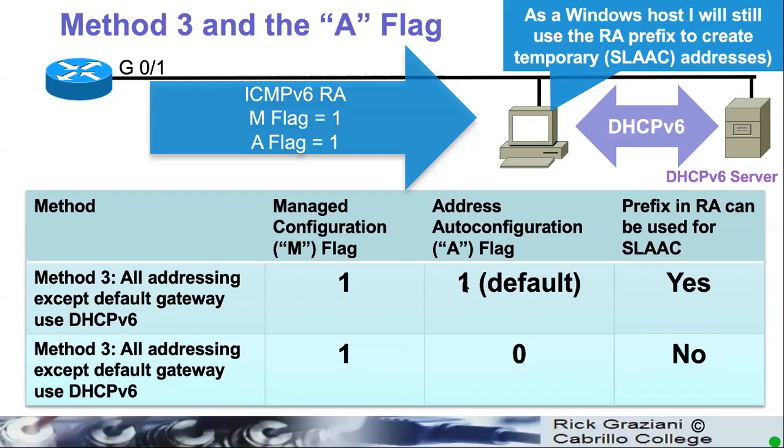But we'll want to change that from, I got these kind of reversed here, but that's okay. We'll change it from 1 to 0. That way, a device such as a Windows client, if it sees the M flag set to 1, it will use a stateful DHCPv6 server. But if it also sees the A flag set to 1, it will create another IPv6 address using SLAAC. So we'll actually have 2 global unicast addresses that it will use. So we'll typically want to change that to a 0 so it doesn't use SLAAC. Okay, but we'll talk about that when we get to stateful DHCPv6.